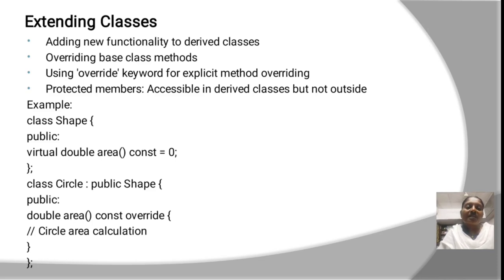Here we have to declare class Shape, then we derive one more function, virtual double area, then we have to use class Circle. Here we have declared class Shape, then we declare another area in class Circle. So we are using extending classes. These are the examples of extending classes.